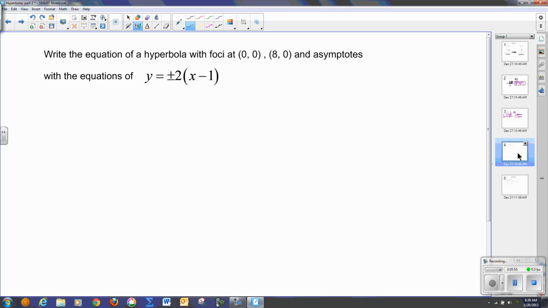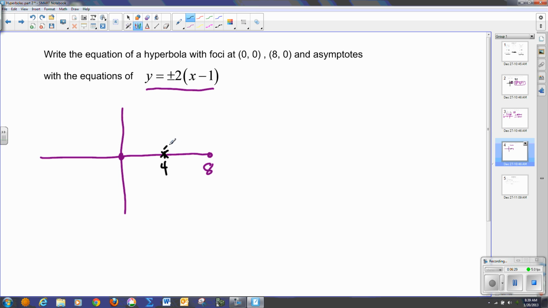Last example, quick day today. We have a hyperbola with foci at 0, 0 and 8, 0. So again, if I draw this picture, here's 0, 0, here's 8, 0, and I tell you that I have asymptotes with slopes of plus and minus 2. Well, a couple things I do know. I know my center is between these two foci. So at 4, there's my center.